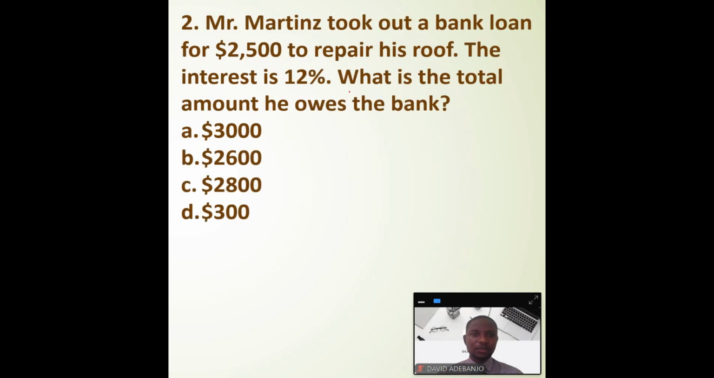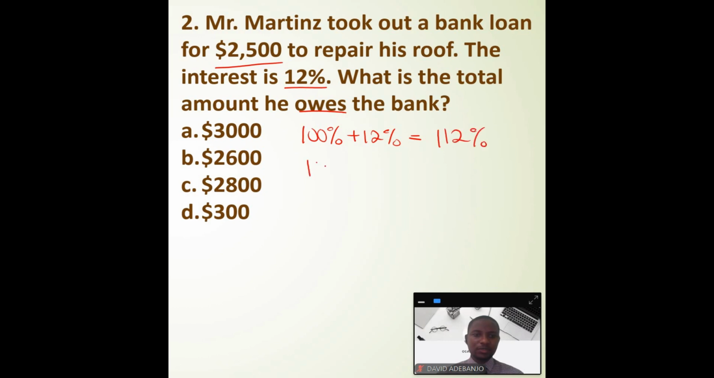Question 2. Mr. Martin took a bank loan for $2,500, that's the original, to repair his roof. The interest was 12%, meaning what he will give as extra to the bank when he's returning the money. What is the total amount he owed the bank? So what he owed the bank is the original, which is 100% that he took, plus the 12% interest the bank added, and together you have 112%.